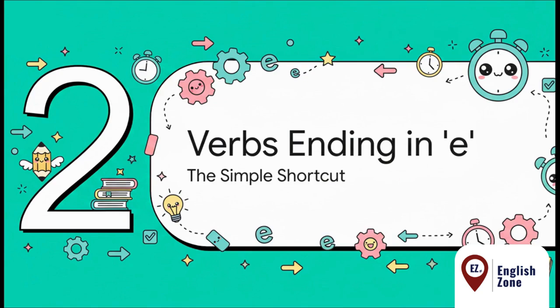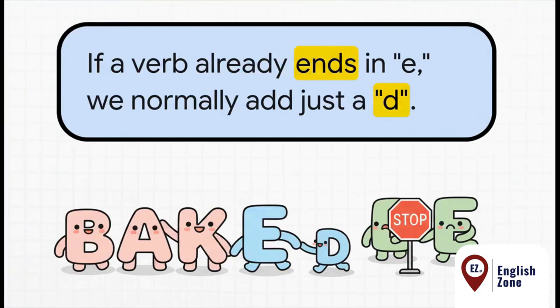Okay, let's move on to our next rule. And this is really just a small logical shortcut on that first one. It's all about making things just a little more efficient. So think about it. Why would you add another E when one's already sitting right there at the end of the verb? Well, you don't have to.